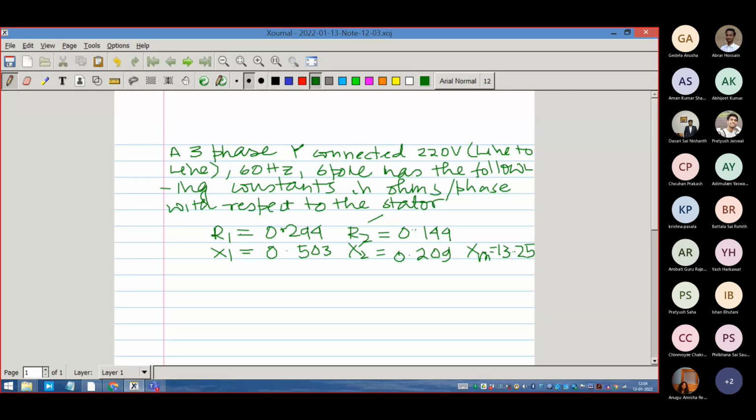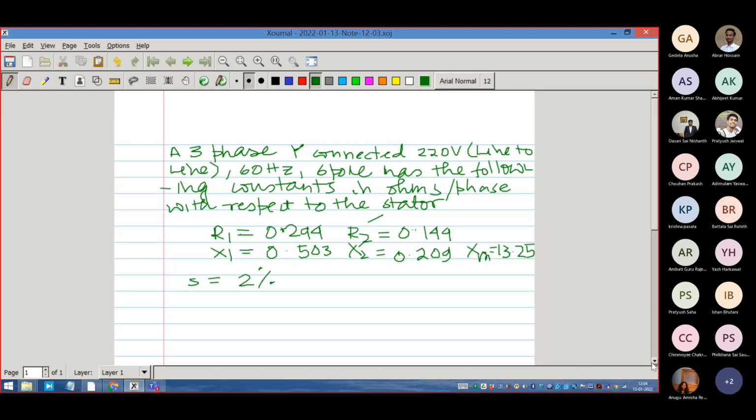So first of all, from our analysis and our understanding of the machine from the drives perspective, let us say that the slip S is equal to 2%. Let us find out what will be the torque at slip equal to 2%.